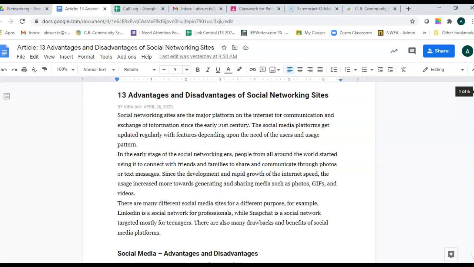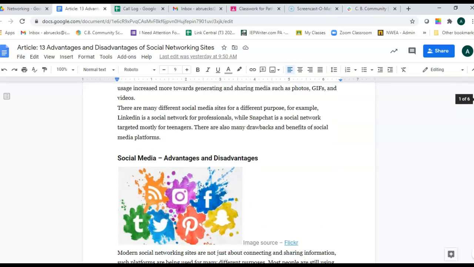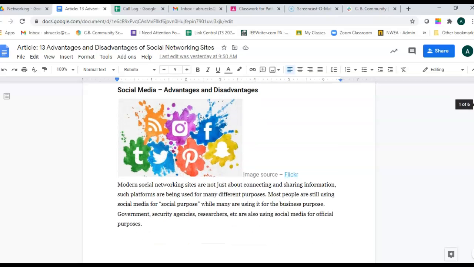Since the development and rapid growth of the internet speed, the usage increased more towards generating and sharing media, such as photos, GIFs, and videos. There are many different social media sites for a different purpose. For example, LinkedIn is a social network for professionals, while Snapchat is a social network targeted mostly for teenagers. There are also many drawbacks and benefits of social media platforms. Let's dive in. Social media advantages and disadvantages.